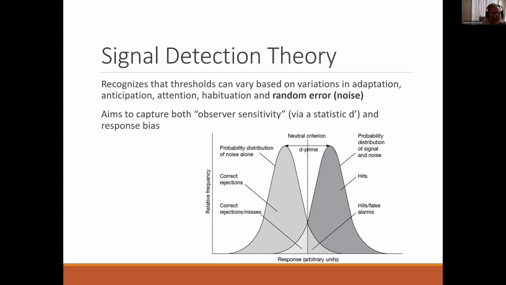And the idea is that maybe we want to do that, right? We want to capture all of these things that can influence an observer's bias in a psychophysical study. And that might be variations in adaptation or anticipation, habituation, all these things, right? Even sometimes it's just random. So we want to capture all of that randomness and variation, but we also maybe want to try to get at that pure measure of sensitivity, the D prime statistic.